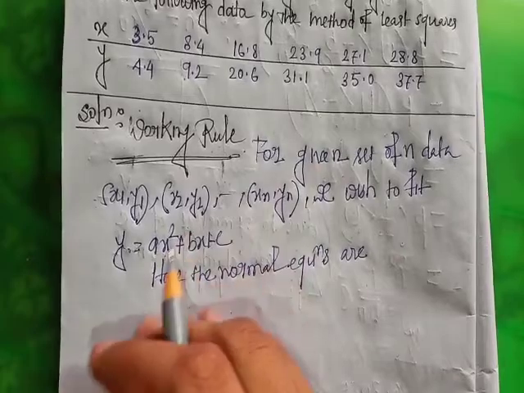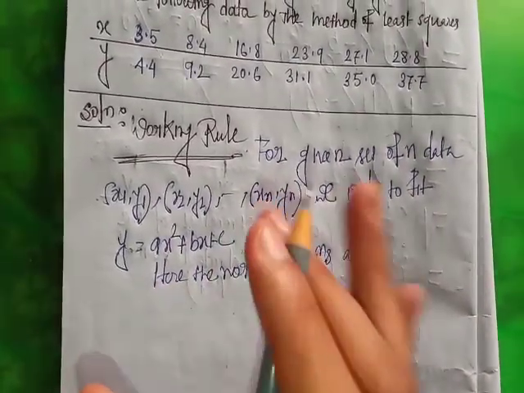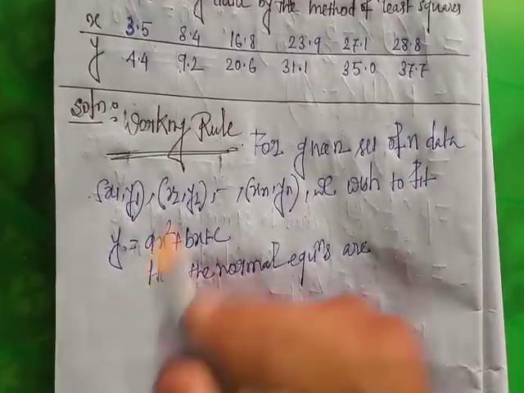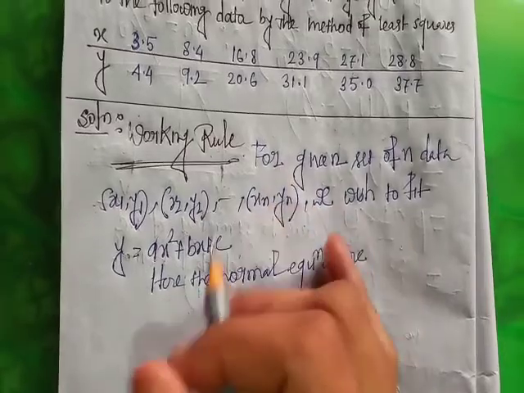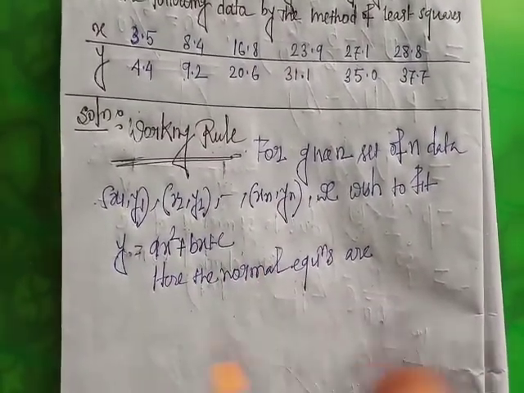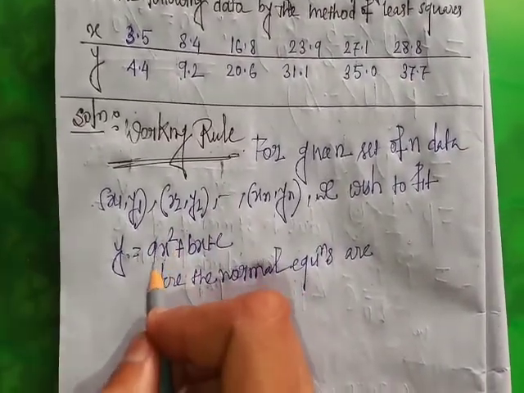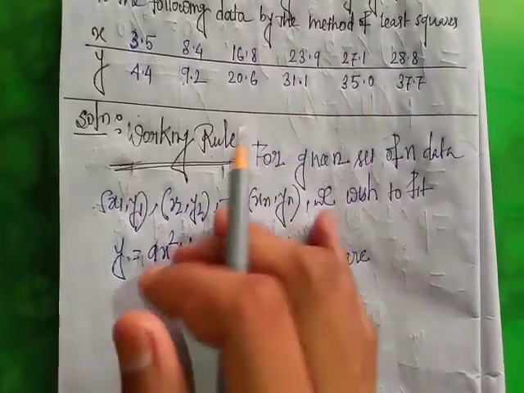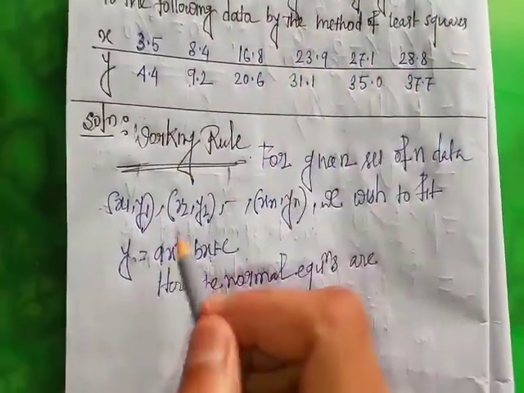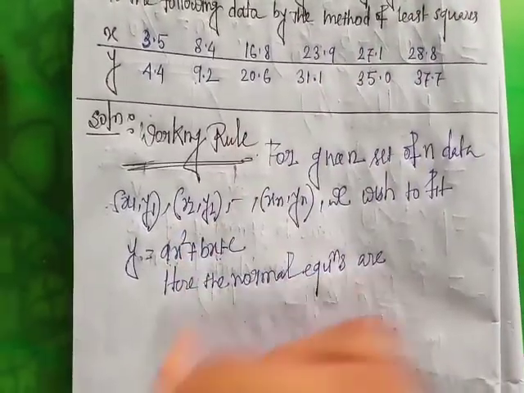So, normal equations for fitting a parabola. There are three normal equations since there are three unknowns. Number of unknowns equal to number of equations. So here three unknowns, so here three normal equations. For fitting a straight line, there are two unknowns, we get two equations. Here three unknowns, here we get three equations, three normal equations.